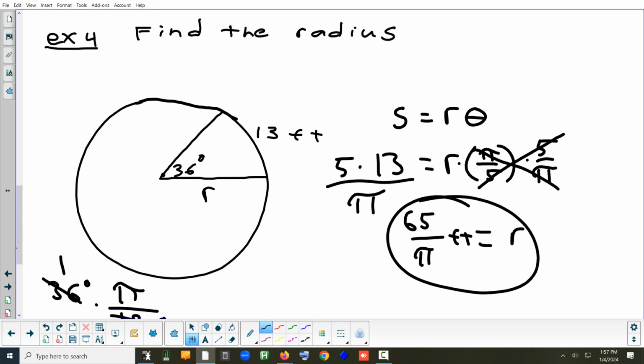Okay, so that's the arc length. Any question on that formula? No. All right. So the last one we're going to look at is transitioning to finding area. Well, area is this.